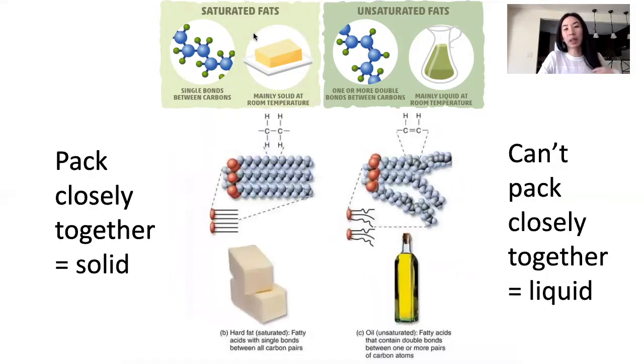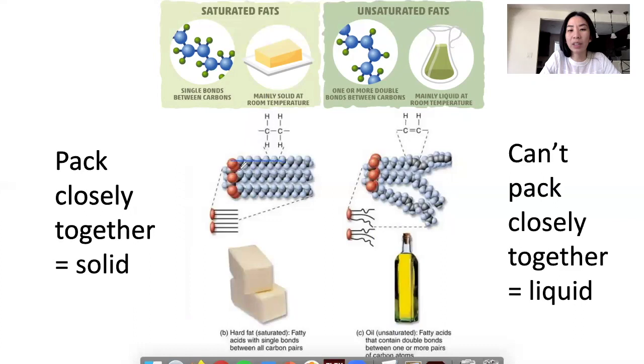Right here, the reason why saturated fatty acids are solid is because the fatty acid chains are all straight, so they can pack closely together. Whereas unsaturated fatty acids have little bends in the fatty acid chain, which means they can't pack closely together. The way I would say it is they're kind of loosely packed. They can move around easier, so therefore they're liquid.